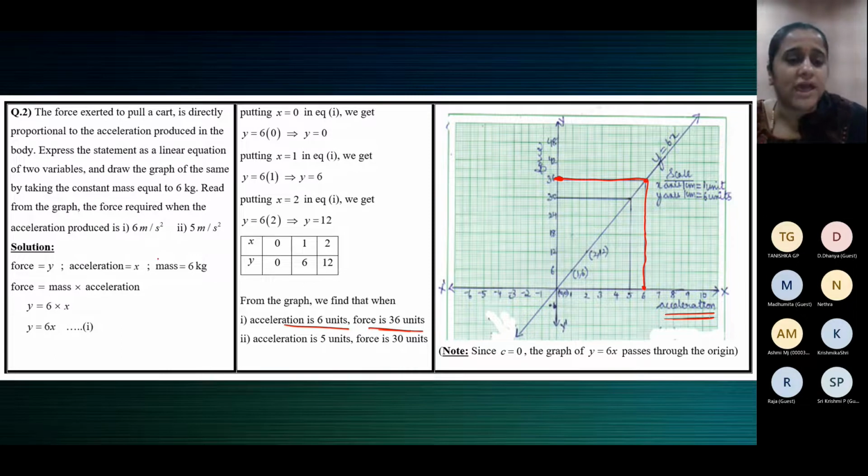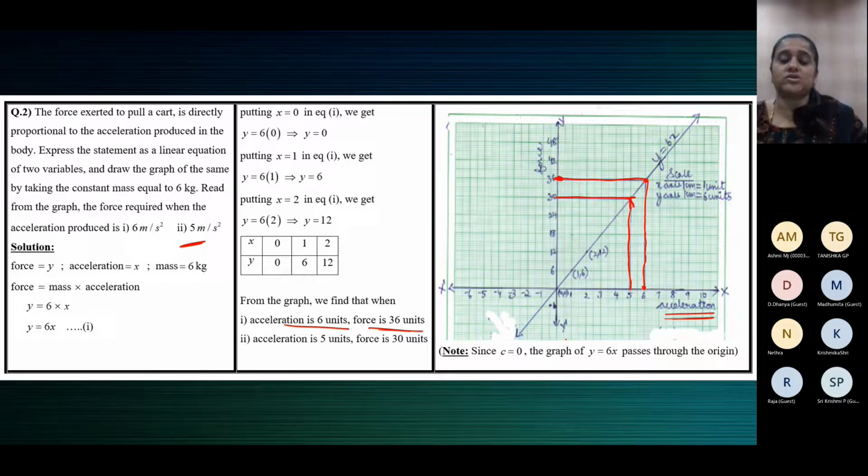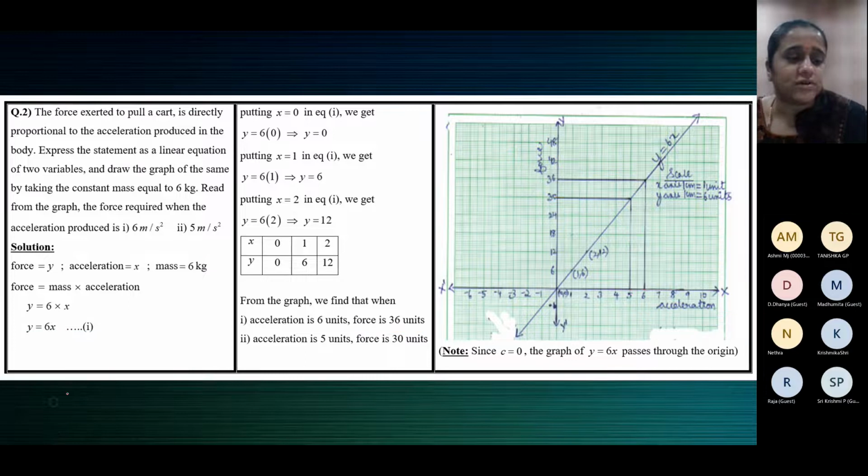And similarly, when the acceleration is 5 meters per second square, go up till you hit the graph line. And we should multiply that mass and acceleration, ma'am. No. You should not multiply mass and acceleration. Then how is force 36? That's force directly. What is along the x-axis is acceleration. What is along the y-axis is directly force.